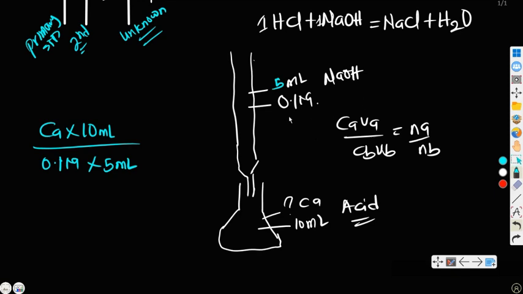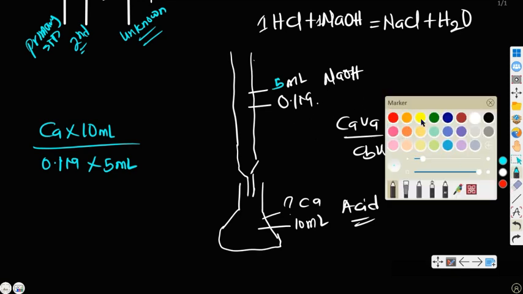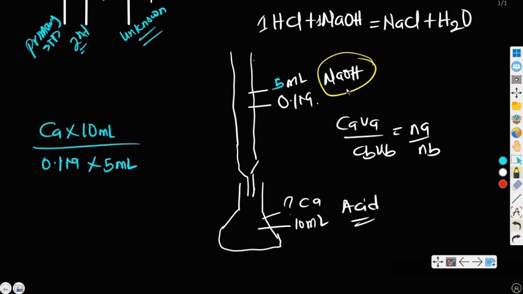Now, another thing you need to take note of is that what is up here must never be base. It can be acid. What is here must never be acid. It can be base at any point in time. This will be equal to NA over NB, which is 1:1. So from this, you'll be able to calculate the concentration of the acid that was actually used in this experiment. Is that okay? So that's the general idea of what titration experiments are.